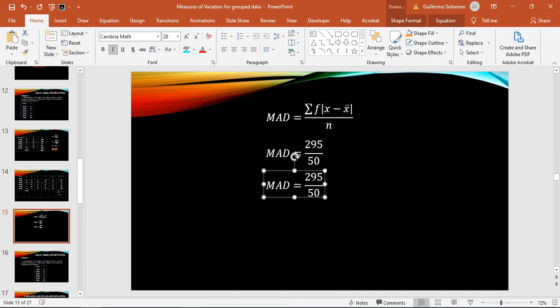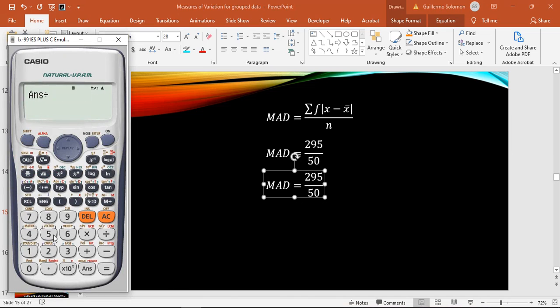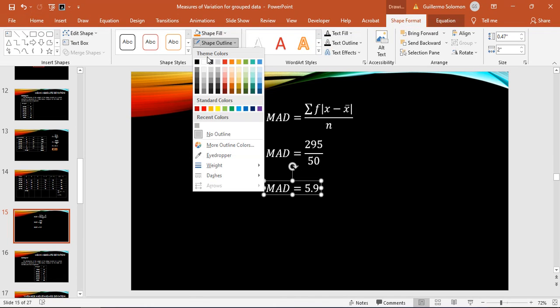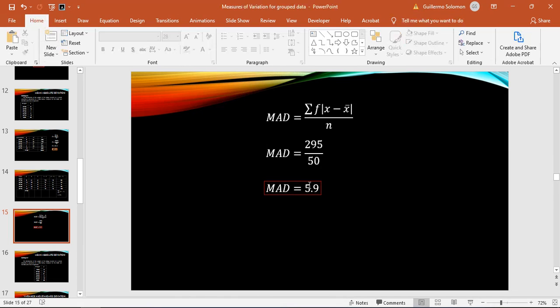So apply the operation here, divided by 50, we will get 5.9. Okay. So our mean absolute deviation now is 5.9. So this is now our final answer.